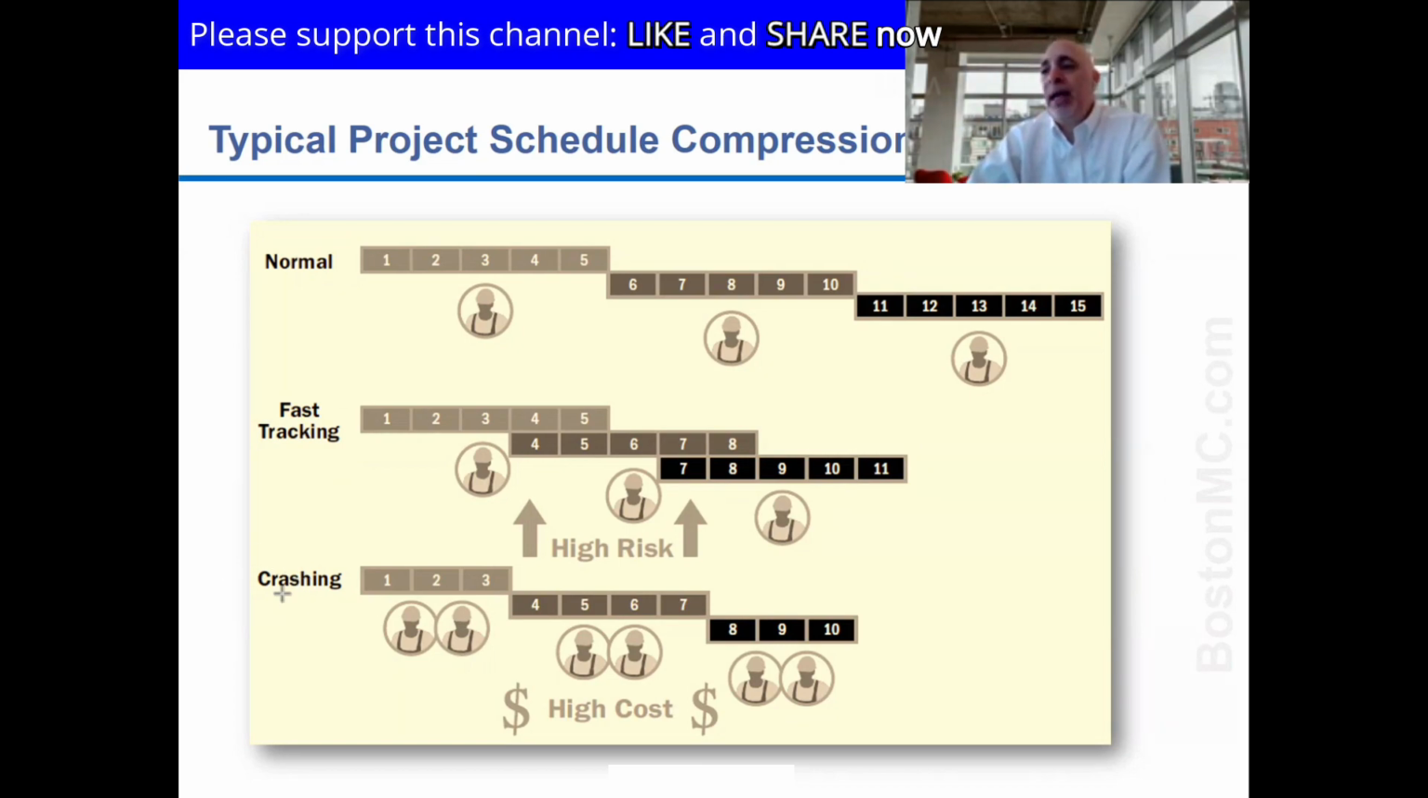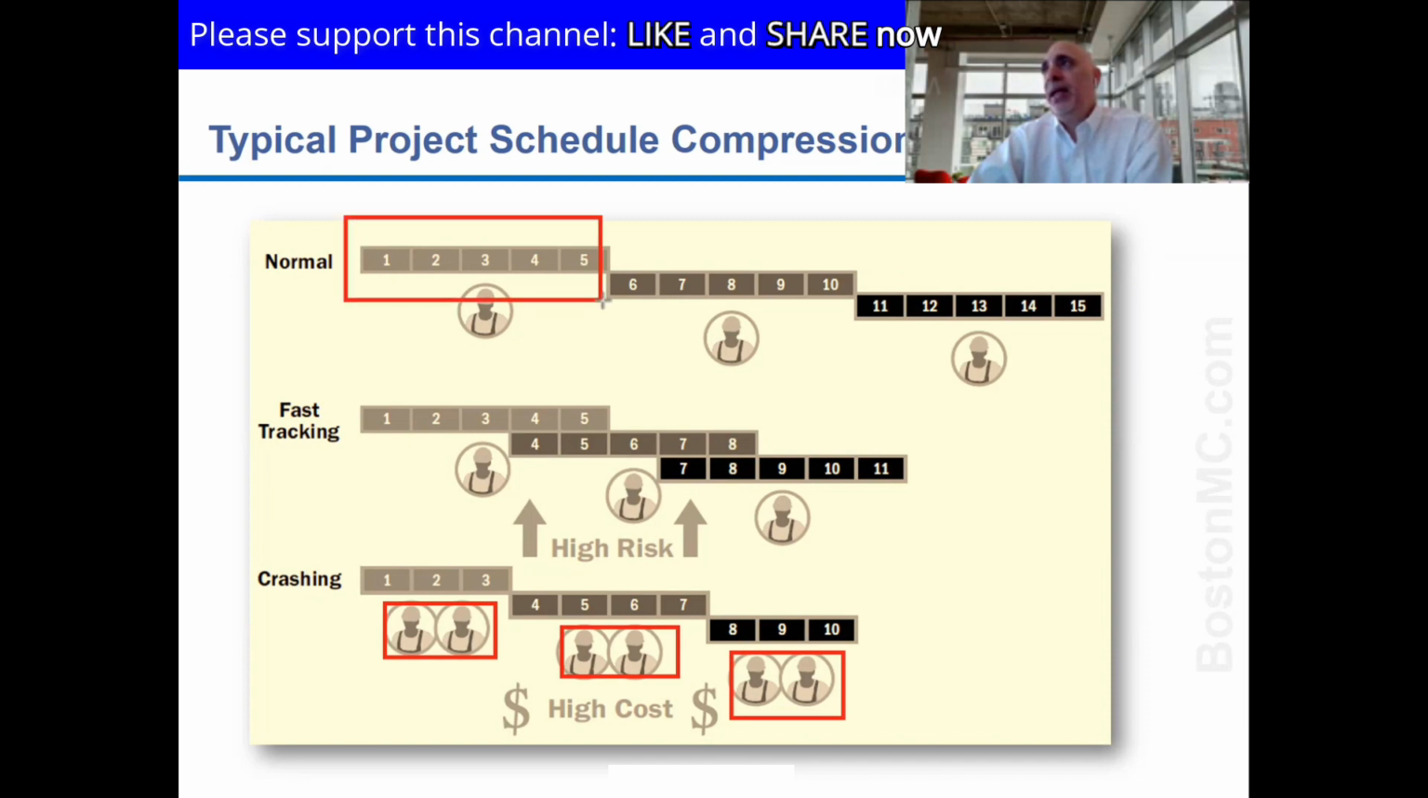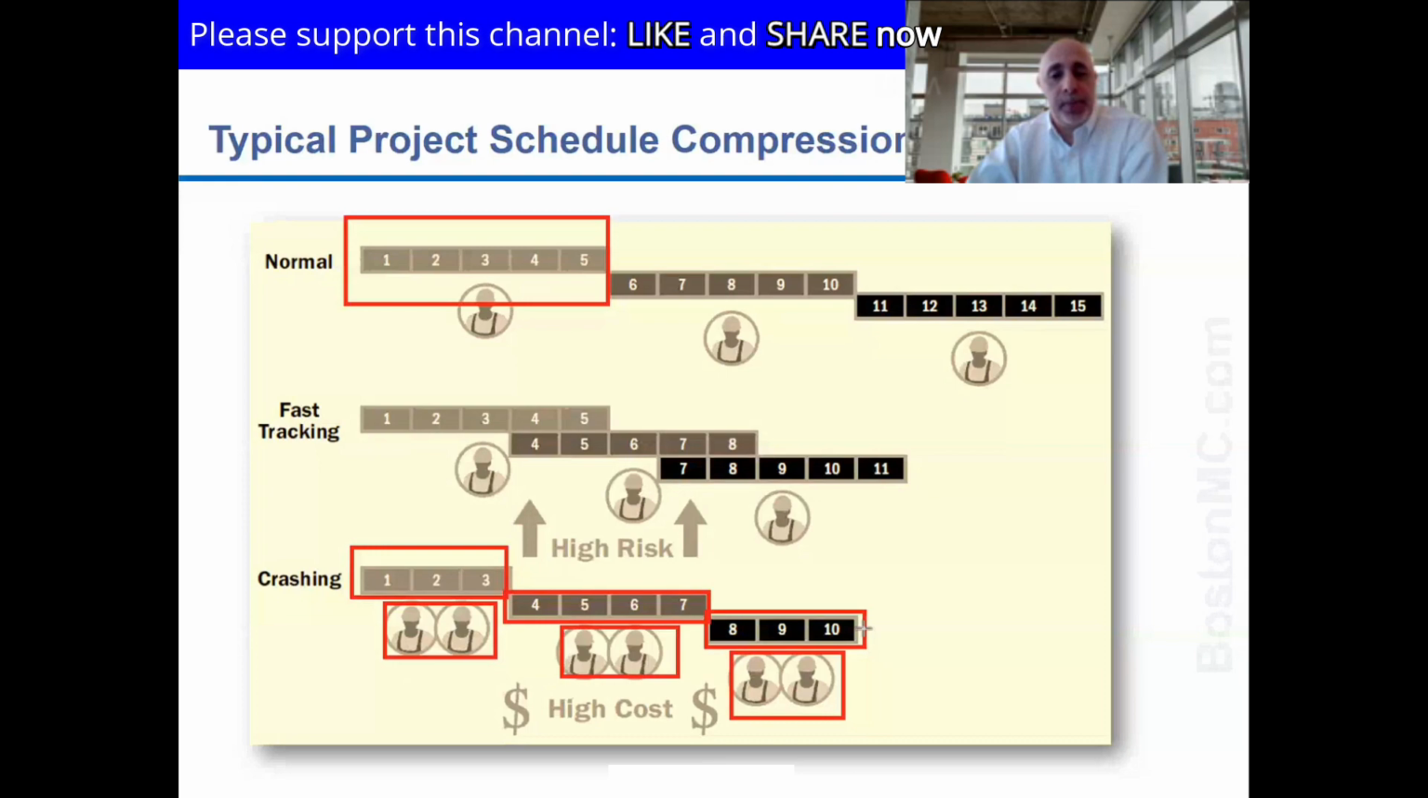There's also crashing here, and what you see is that I'm not overlapping, but instead I am increasing the number of resources on specific activities. And instead of finishing in 5 days up above, I finished in 3 days, and then 4 days, and then 3 days, and I finished in 10 days. Question is, how many man days did I pay? Let's see if you can get this right. How many man days did I pay for? Did I pay for 10, 15, 20? I mean, how much did I pay? How many man days? 20.